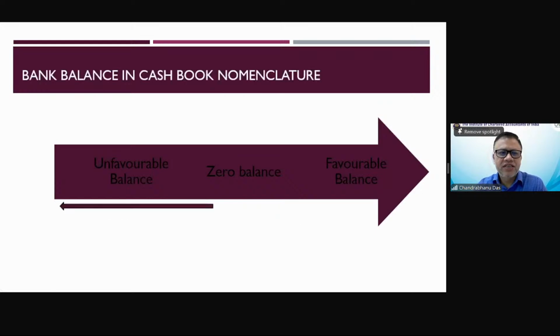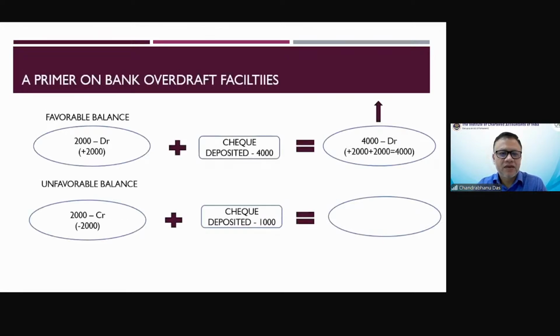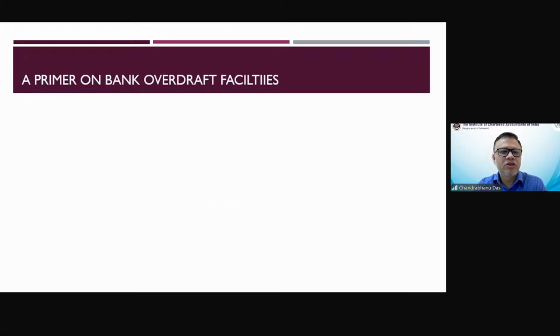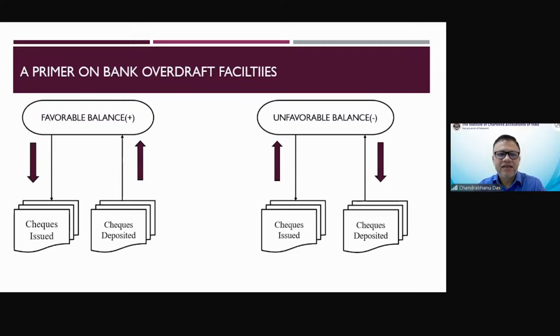So just you see here. I'm going to the back, slide 5, first slide. When there is an unfavorable balance, a minus balance, when checks are issued the balance increases, and when checks are deposited the balance decreases. When checks are issued, the balance increases. When checks are deposited, the balance decreases. It is the opposite of favorable balance.